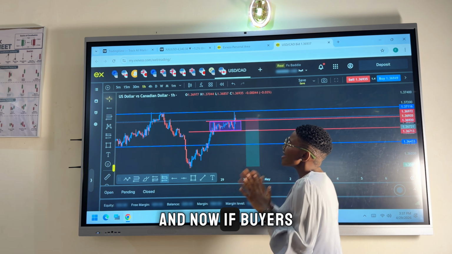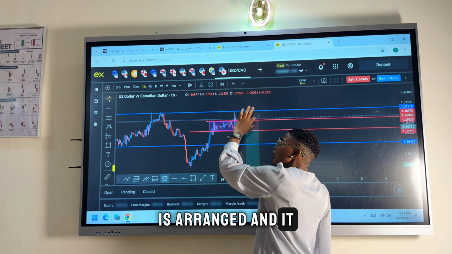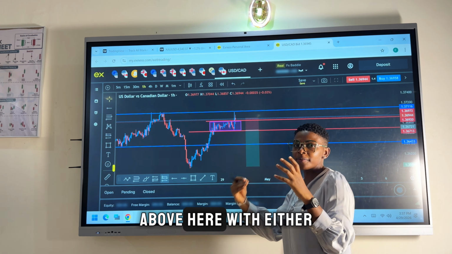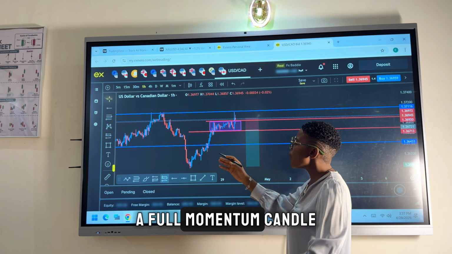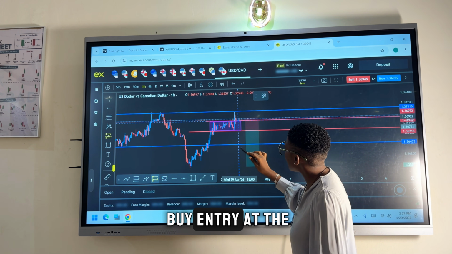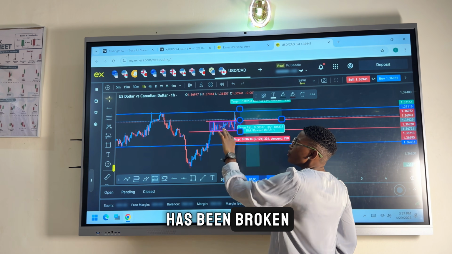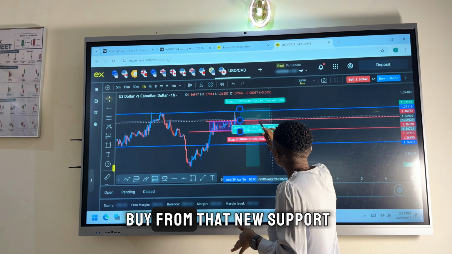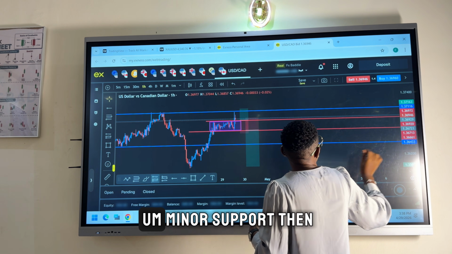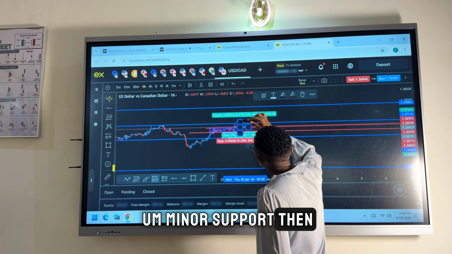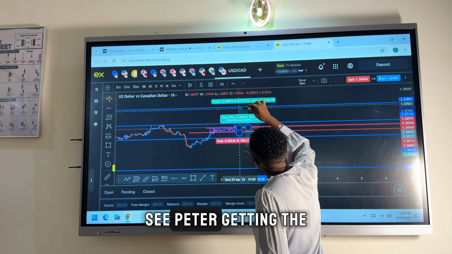resistance level. And now if buyers win and they break this range and then close above here with either a rejection candle or a full momentum candle, we might have a buy entry at the resistance level, because the resistance level has been broken, so it is now a support level, and we buy from that new support. Stop loss slightly below minor support, then TP targeting the next high.